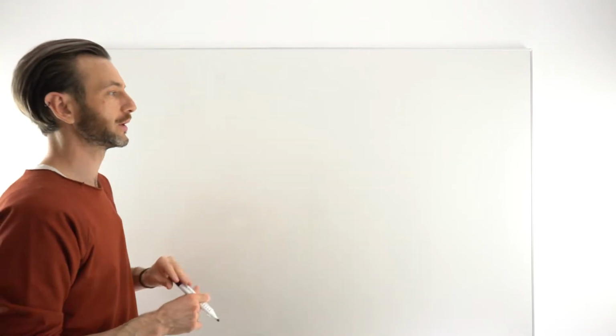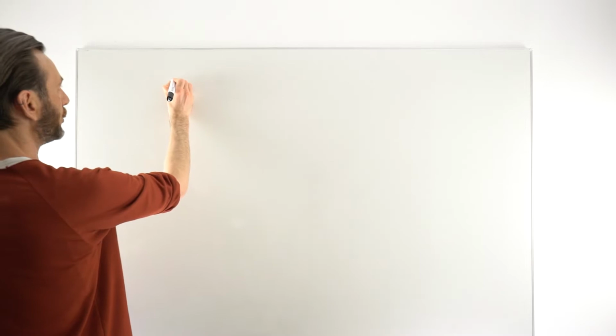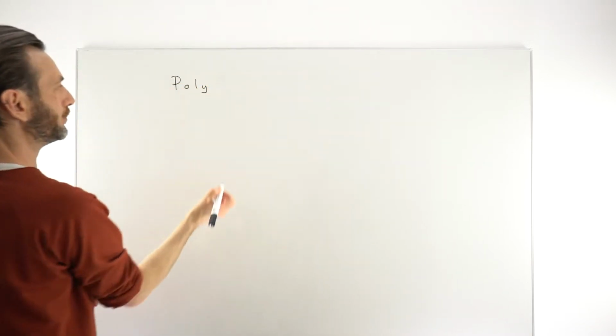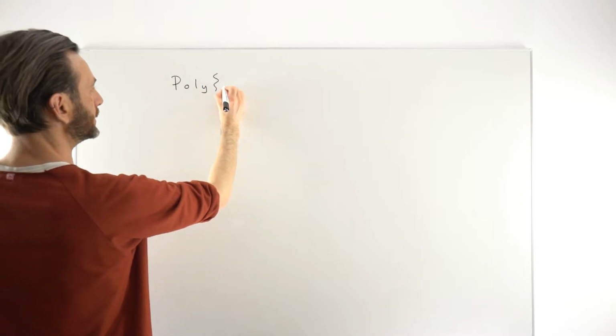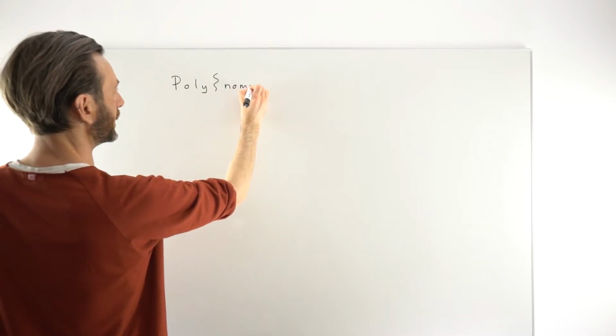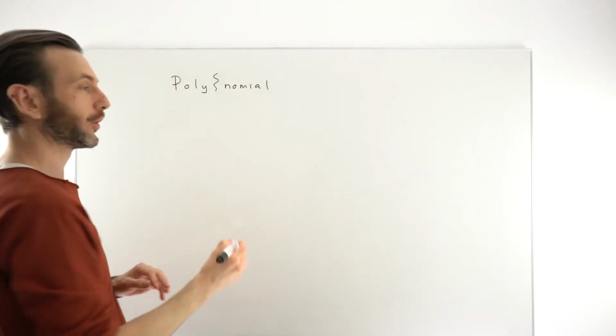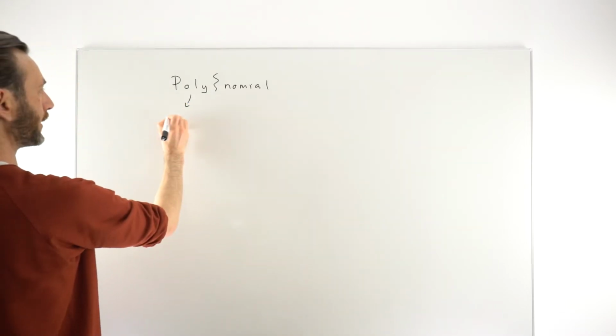So polynomial, where does that come from? Well, the word polynomial, which is probably a good place to start, is made up from poly and nomial. So what do they mean? Well, poly, just like in everyday use, means multiple or many. So we could just say that that means many.